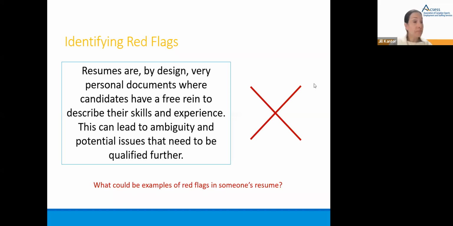Too many jobs. Okay, and if there are too many jobs, maybe we want to qualify that, right? Were they contract, were they temp? Maybe a lot of short-term temp assignments, jumping from job to job. Why? Again, was it a short-term contract, or were they just not able to hold a job? Why? What are some other red flags?